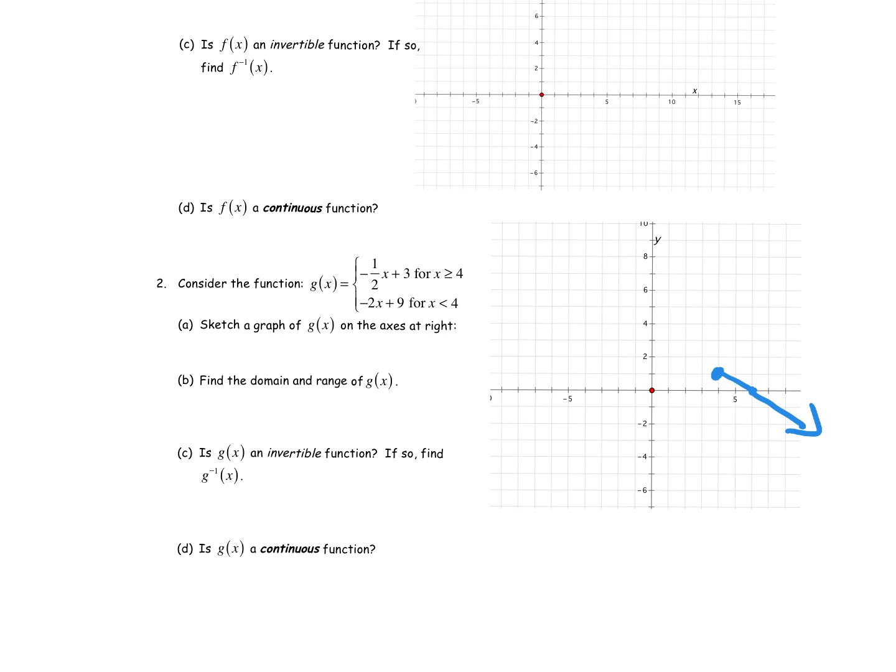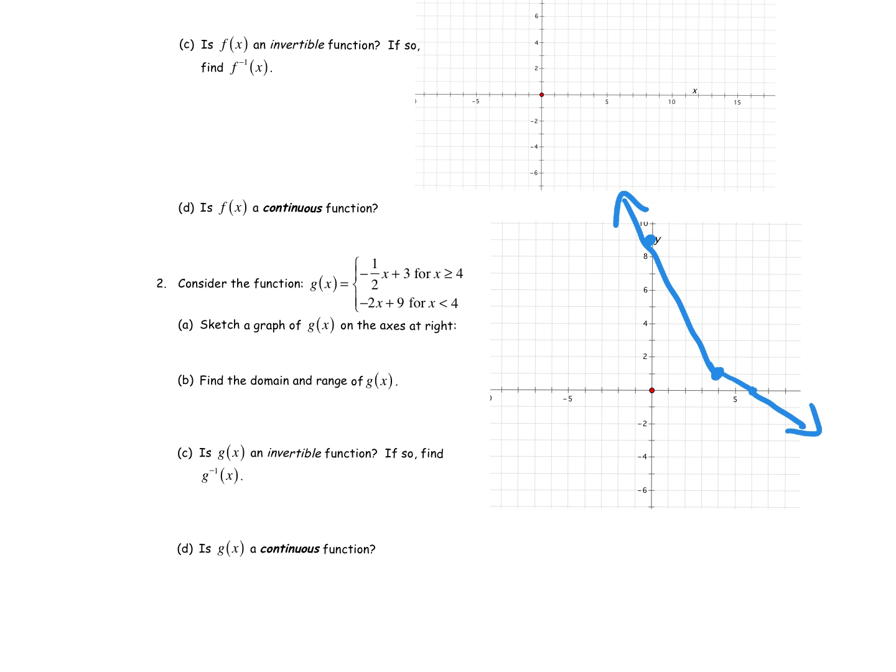And then for the bottom piece, I'm going to plug in the restriction again, which is 4. Normally I'd put an open circle, but its output is 1, which is already filled in by the other function. So when I put in 4 to the second, I'm getting 1 again, right on top of that already filled in circle. And then, if it's in the interval, I sometimes like to plug in 0 to get the y-intercept. So when I plug in 0, I get 9. Okay, so here's my graph.